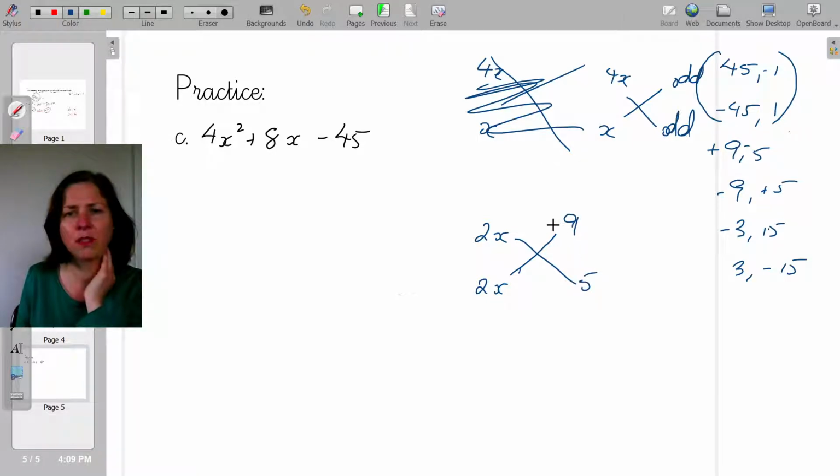Let's start with, well, my final answer has to be positive. So let's make the 9 the positive, the bigger number positive, and the 5 negative. 2x times negative 5 gives me negative 10x. 2x times 9 gives me 18x. Add them together, 18 minus 10 gives me 8x.